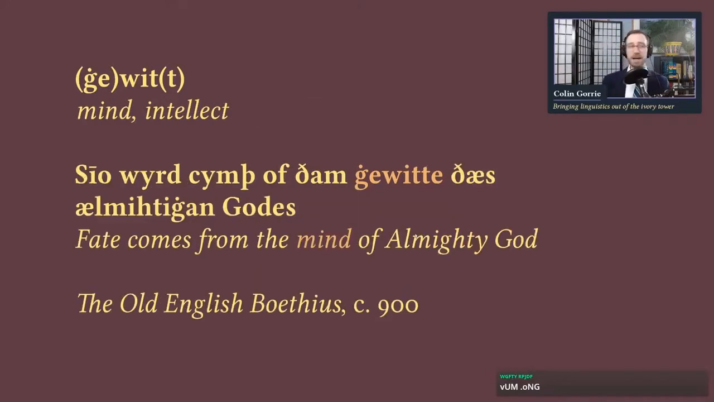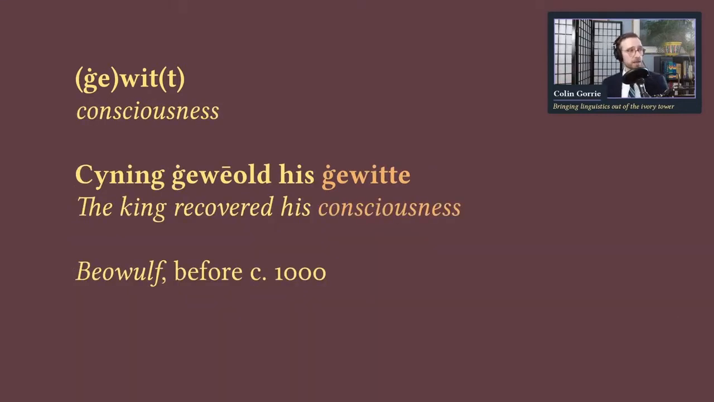We also have a meaning like mind or intellect. So, seo wyrd cymð of þam ġewitte þæs ælmihtigan godes. So fate comes from the mind of Almighty God. So literally from the wit, but from the mind. So mind or intellect was another meaning. What else do we have? We have the meaning ġewit, meaning consciousness. So we have a sentence here in Beowulf. Cyning ġewāld his ġewitte. So the king recovered his consciousness.